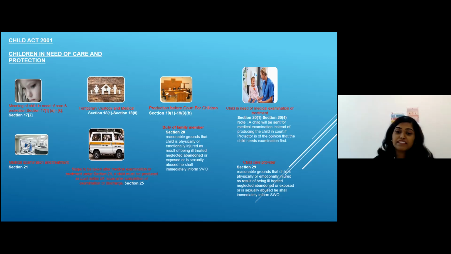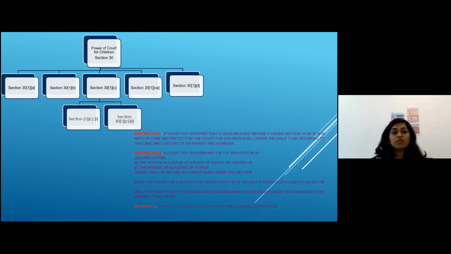You can also inform the SWO. SWO here refers to the Social Welfare Organization, which you have in Malaysia. And childcare provider is under section 29. Power of court for children is under section 30. This power of court is about the powers of the court for these children who are in need of help and protection.